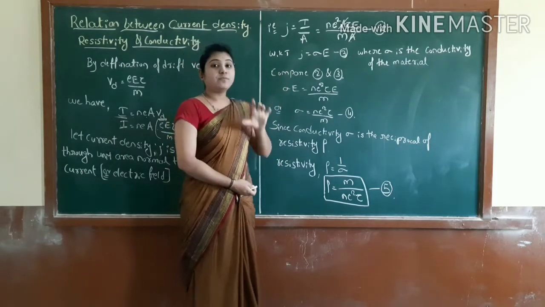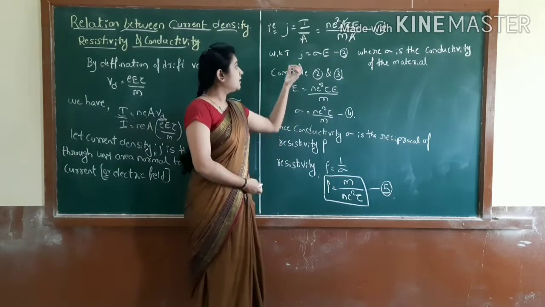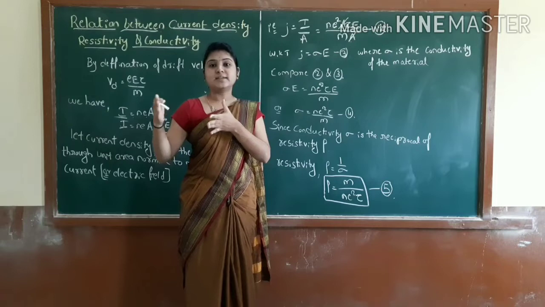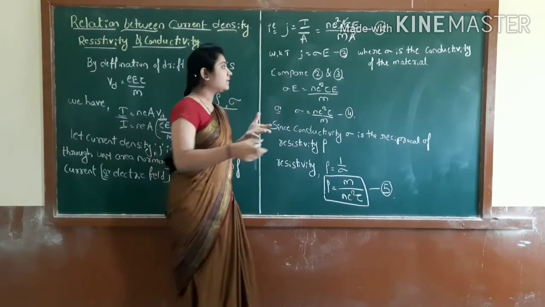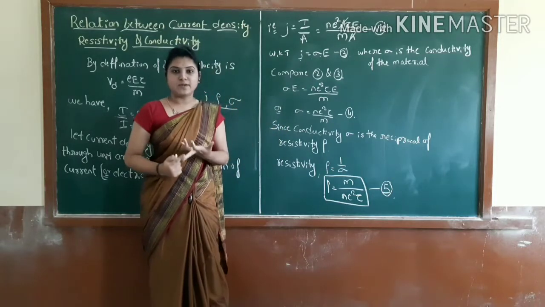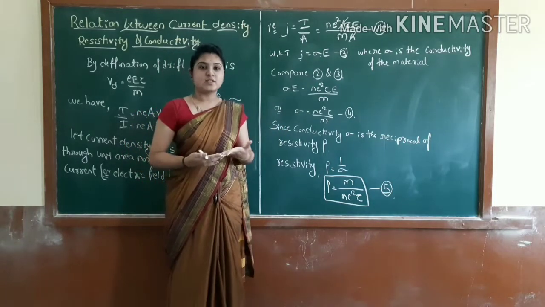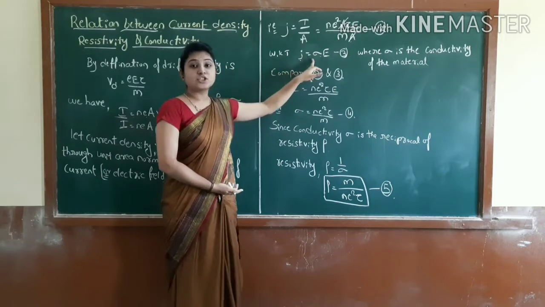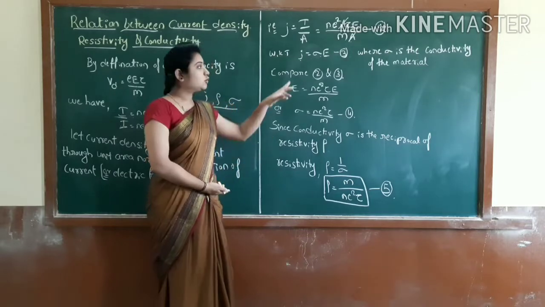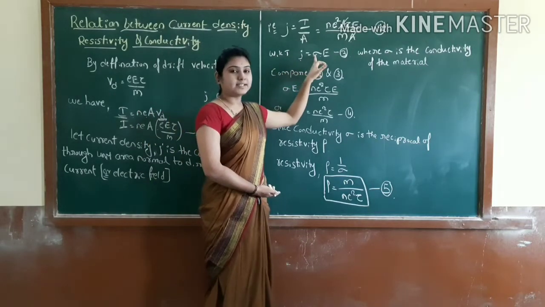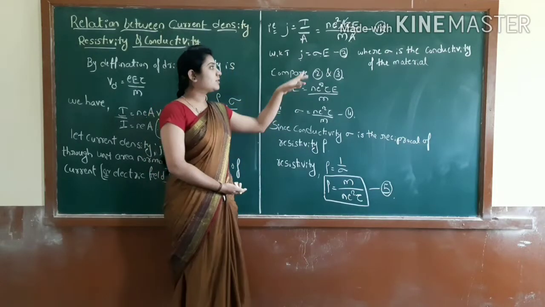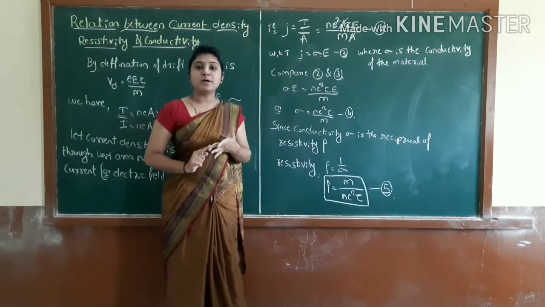Then see, we know the definition of the current density in terms of the conductivity, right? What is that? Current density is equal to conductivity into the electric field. Yes, that we discussed. This is the relationship between the current density and the electric field. So J is equal to sigma into E. Sigma is nothing but the conductivity here. Take it as equation number 3.